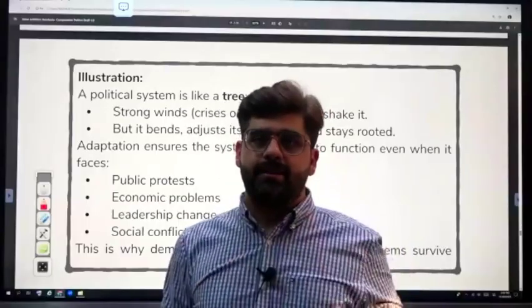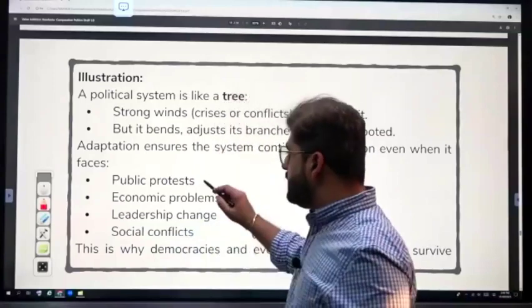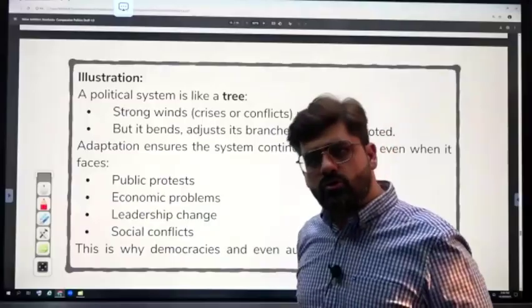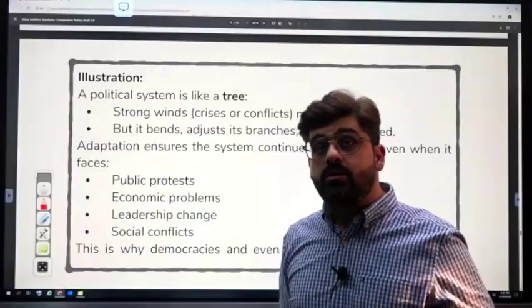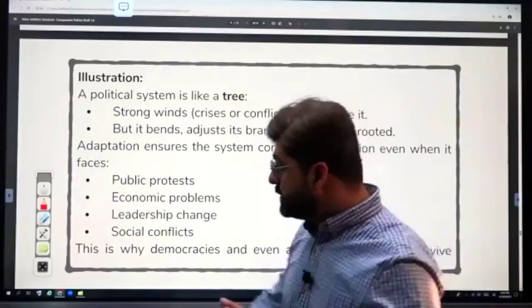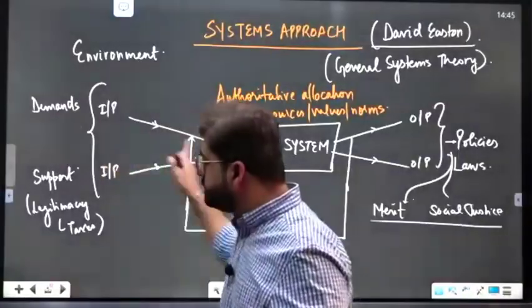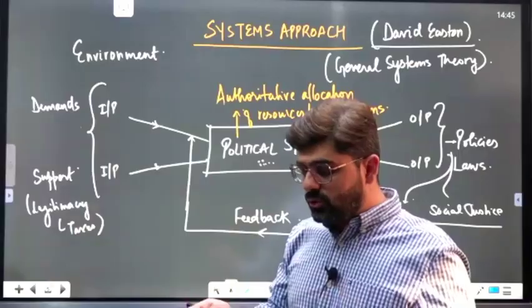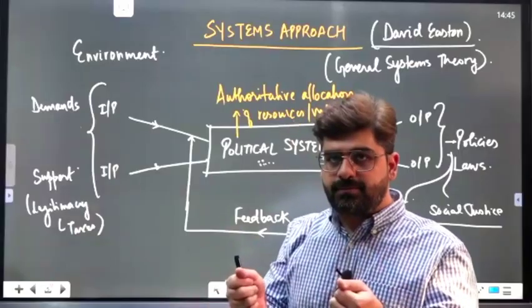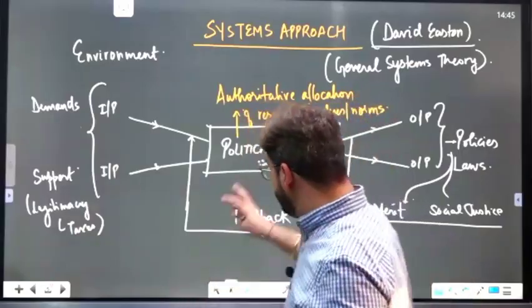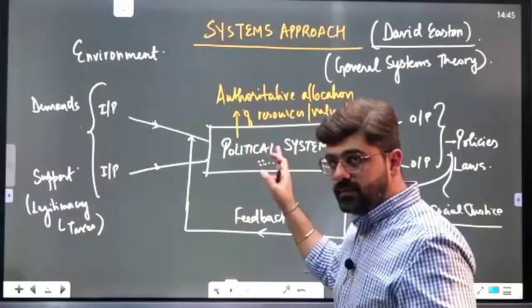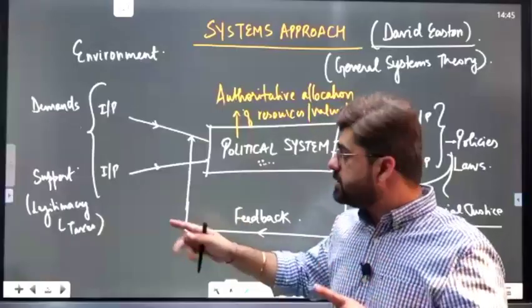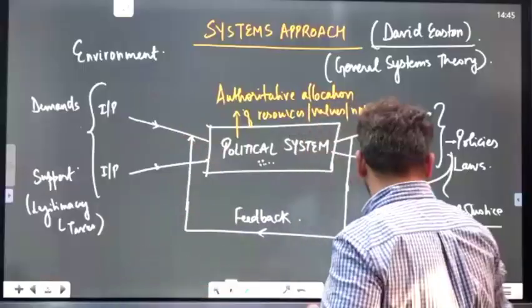The political system is also like this. Public protests can happen, economic problems can come, leadership can change, social conflicts can come. They are all stress which will come from here into the system, but the system is going to stay there. Okay, so this system has a boundary. This system is highly adaptable. It will adapt to various stresses which will be there in the environment.